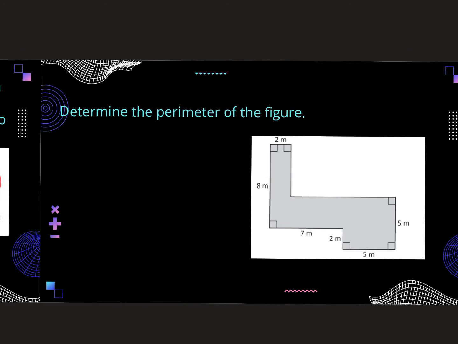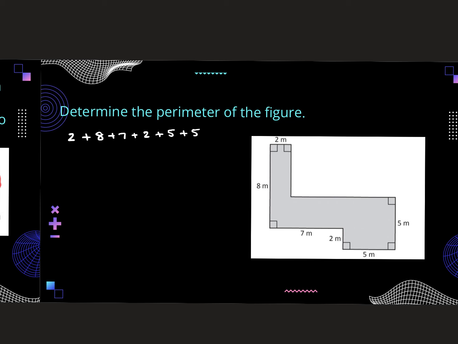For the next one, again, this is very similar to yesterday. So if you need to refer back to yesterday on what we did, then you can definitely do so. So we're adding up the sides of our figure because we don't have a name for this figure. So we know we have a length of 2 plus 8. We have a length of 7 plus 2 plus 5 plus 5.